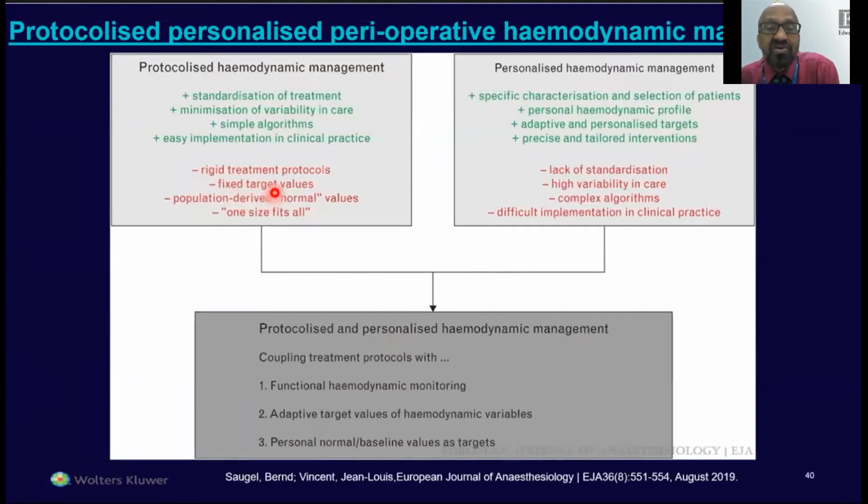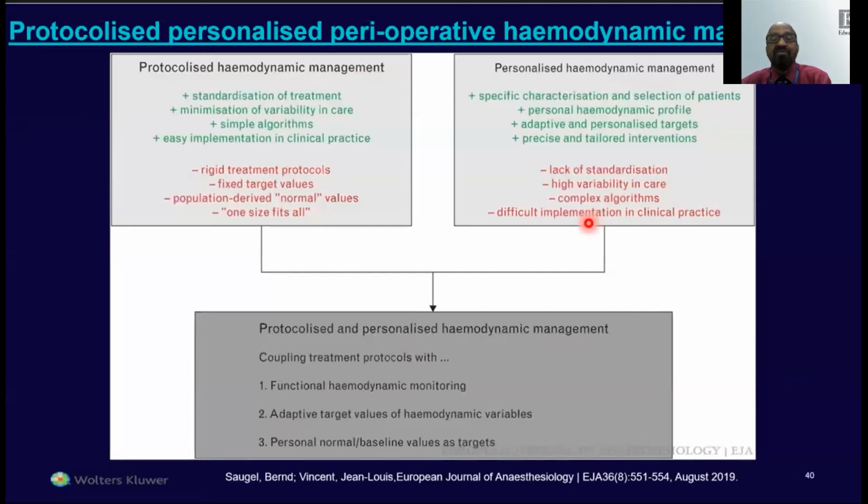The target values are fixed, and this is dependent upon normal values of that particular population. And the bottom line is that one size fits all concept here. But it is not so when you take the personalized hemodynamic management, because there is lack of standard. The problems with this management is there is lack of standardization, there is variability in care, and the algorithms become much more complex, and it is difficult to implement in clinical practice.